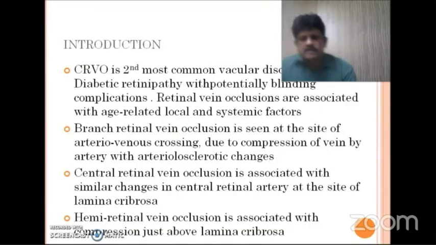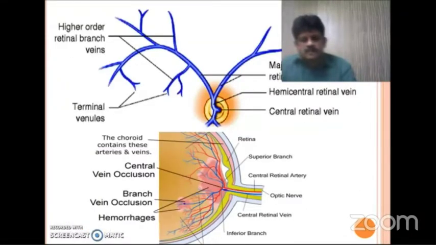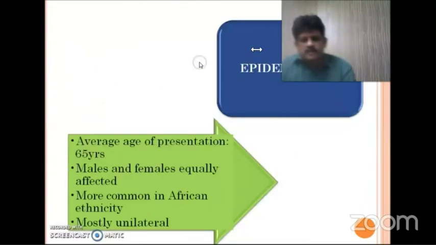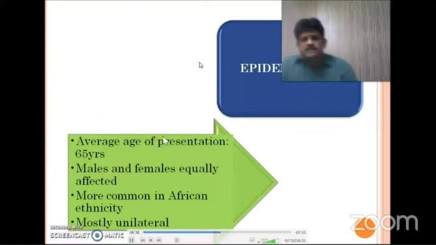Coming to venous occlusion, central retinal vein occlusion is the second most common retinal vascular disorder next to diabetic retinopathy. This is showing the site of occlusion in CRVO and branch retinal vein occlusion. Coming to epidemiology, average age of presentation is 65 years. Males and females are equally affected, more common in African ethnicity, mostly unilateral.